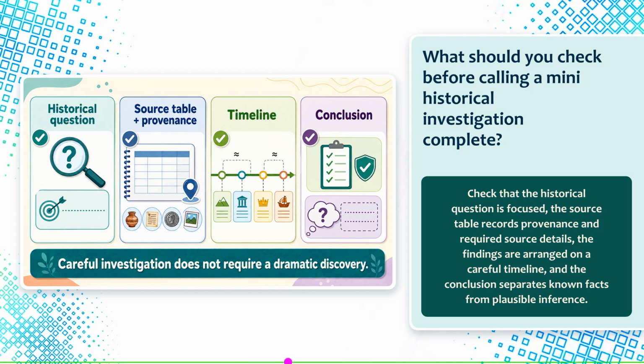Check that the historical question is focused, the source table records provenance and required source details, the findings are arranged on a careful timeline, and the conclusion separates known facts from plausible inference. A project can be successful without any dramatic discovery. You are ready to plan and carry out a careful mini-historical investigation using ordinary local or family evidence.